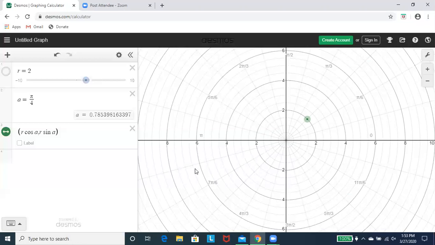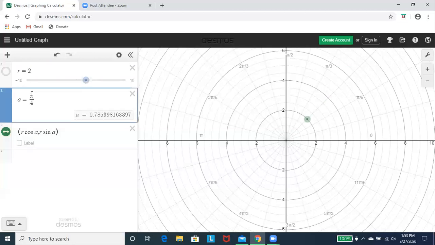If I wanted to, maybe I change R from 2 to watch the transformation. So keep your eye on this point right here. I'm going to change it from 2 to 3. Now it's on the circle with the radius of 3. And if I make it 4, now it's on the circle with radius of 4. Still on the same line because I haven't changed the angle. So I'm going to go back to 2.